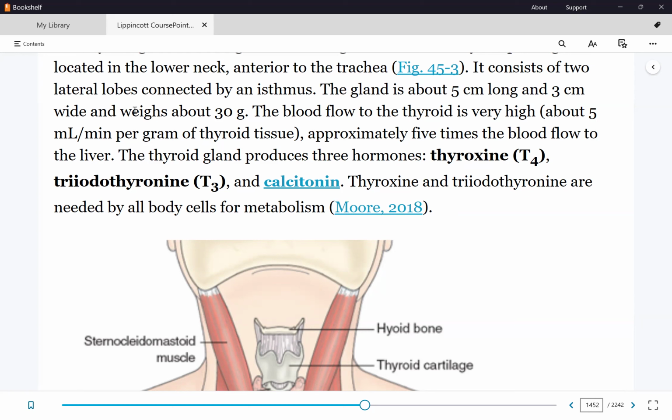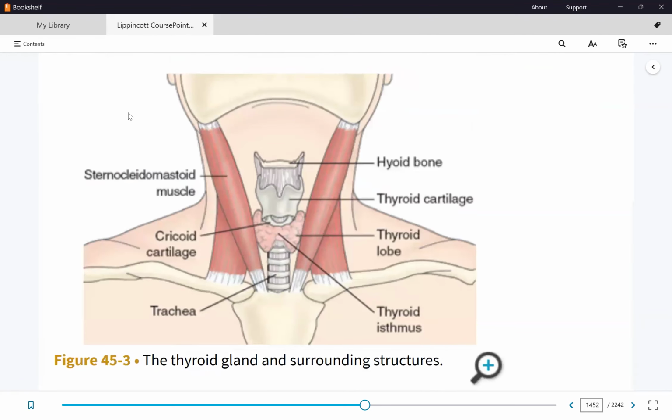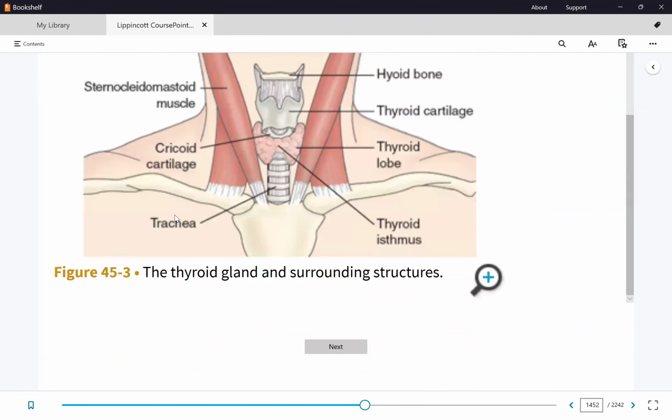Calcitonin will lower the calcium levels in the blood. Okay, so this is the opposite of the parathyroid hormone, which increases calcium levels in the blood. I repeat, calcitonin, which is the third hormone produced by the thyroid gland, works to lower serum calcium levels. So here's the location.